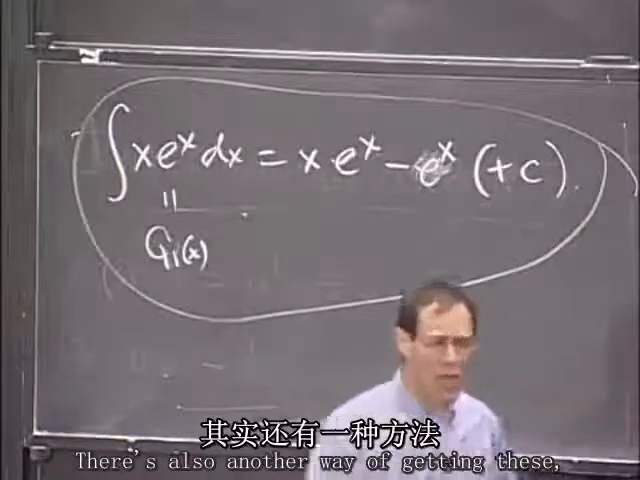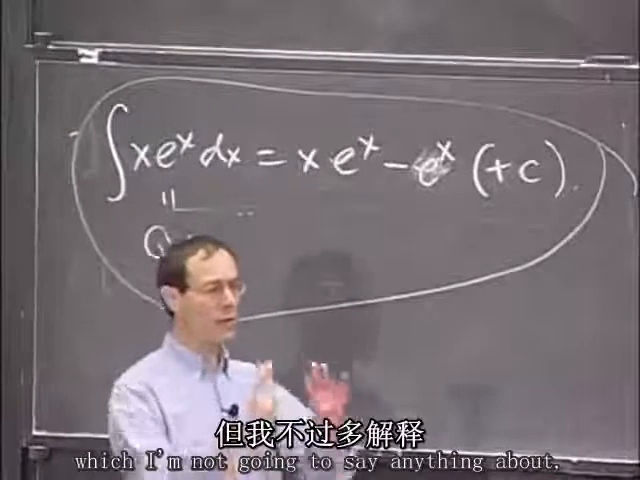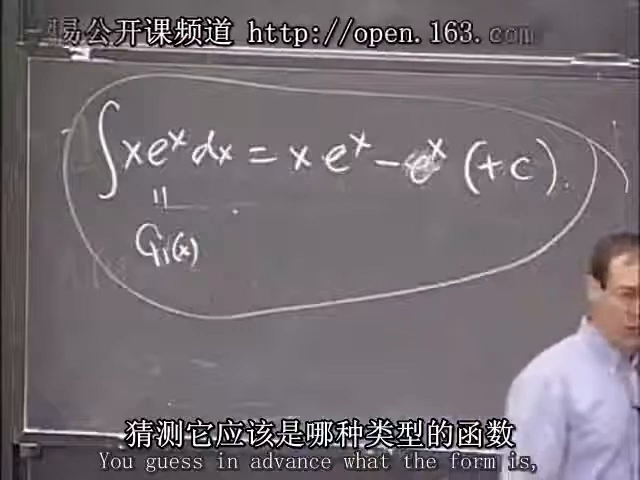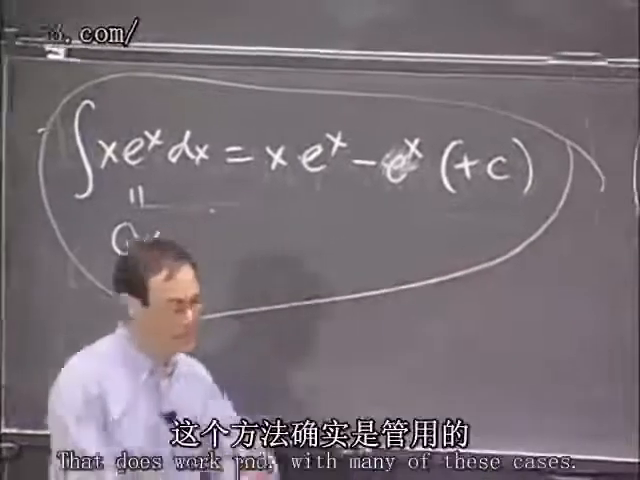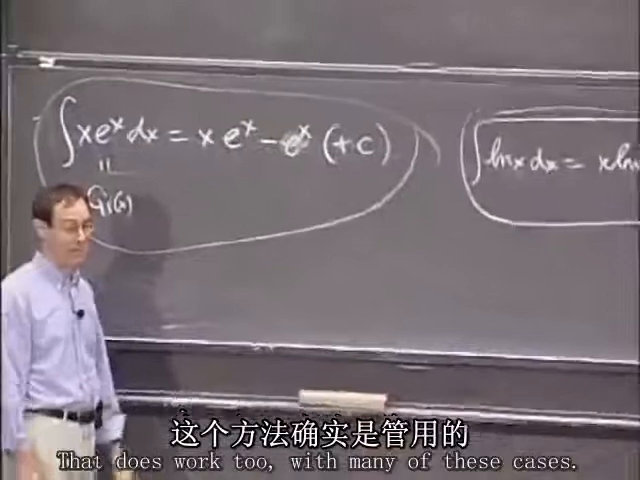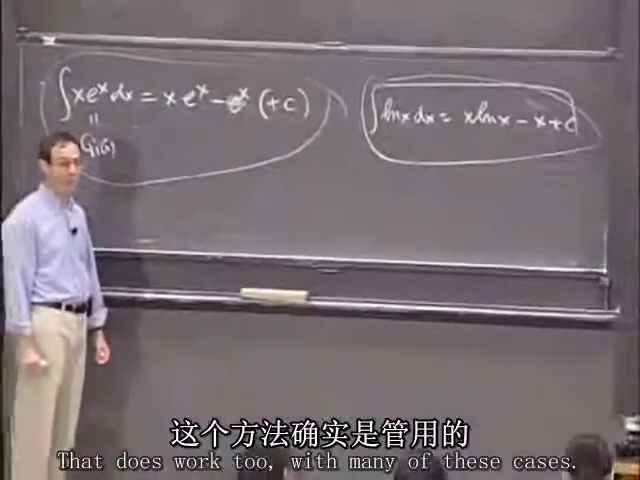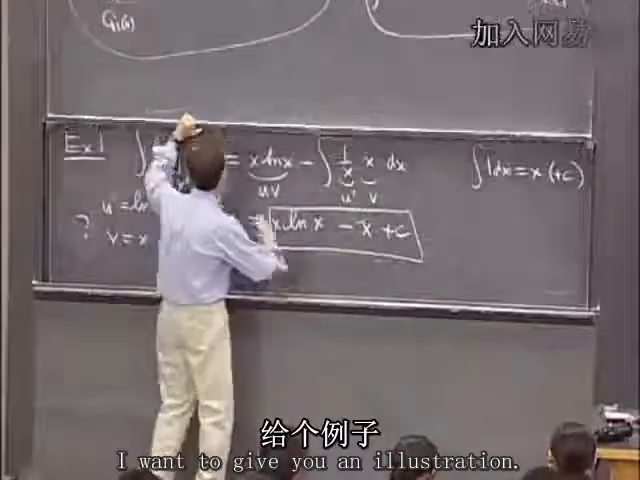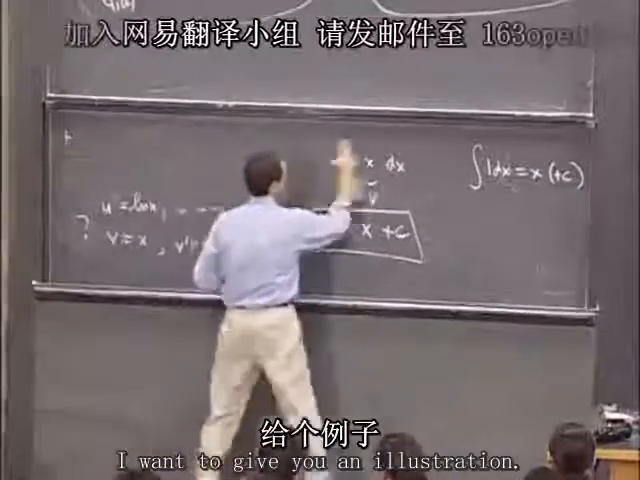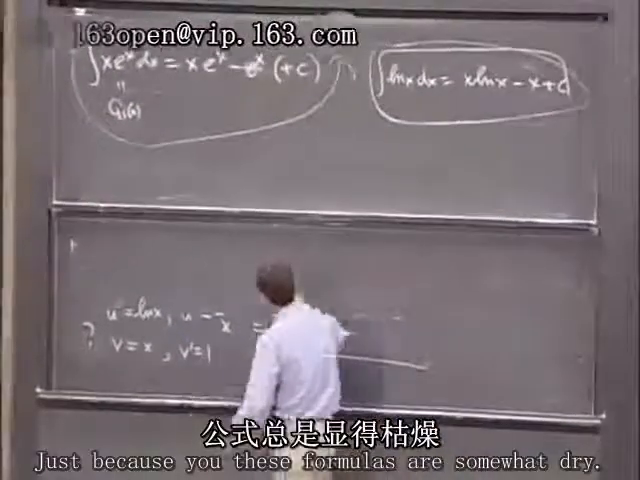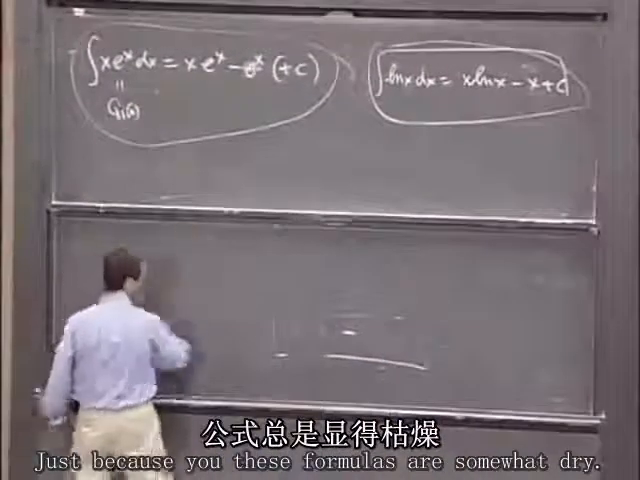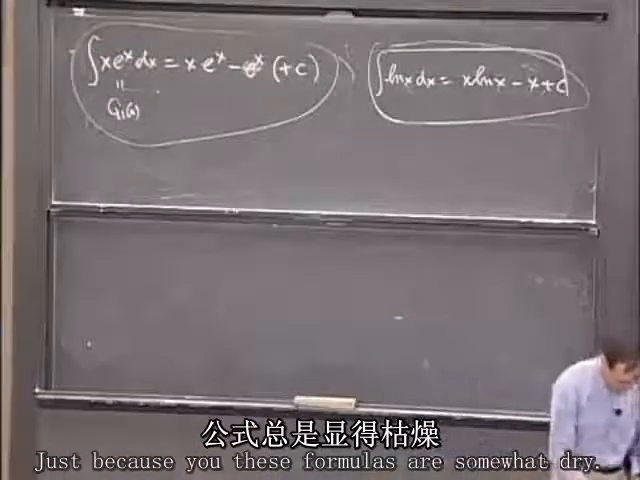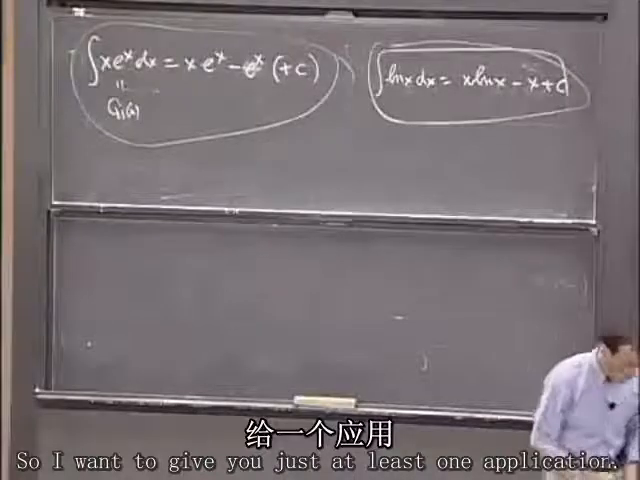There's also another way of getting these, which I'm not going to say anything about, which is called advanced guessing. You guess in advance what the form is, you differentiate it, and you check. Okay, that does work too with many of these cases. All right, I want to give you an illustration, just because, you know, these formulas are somewhat dry, but I want to give you just at least one application.